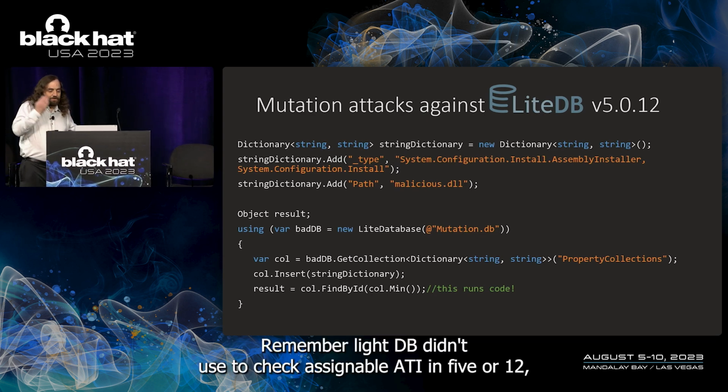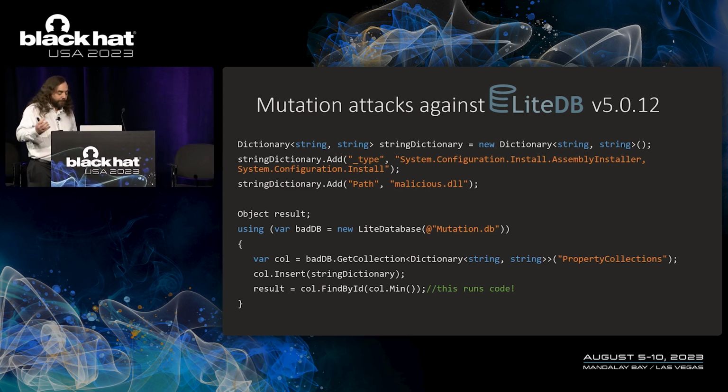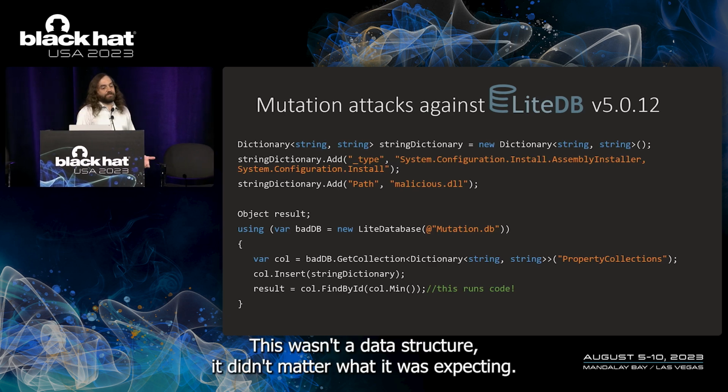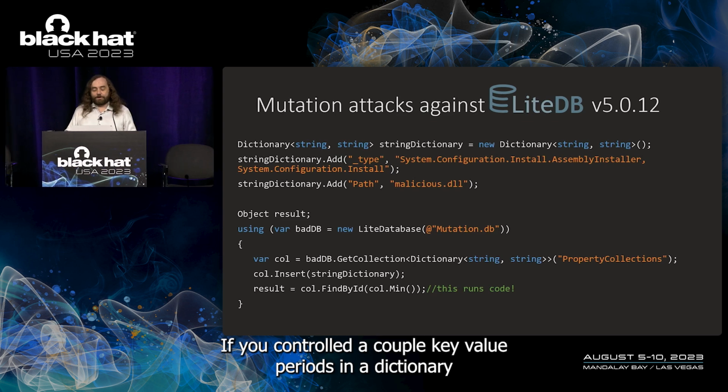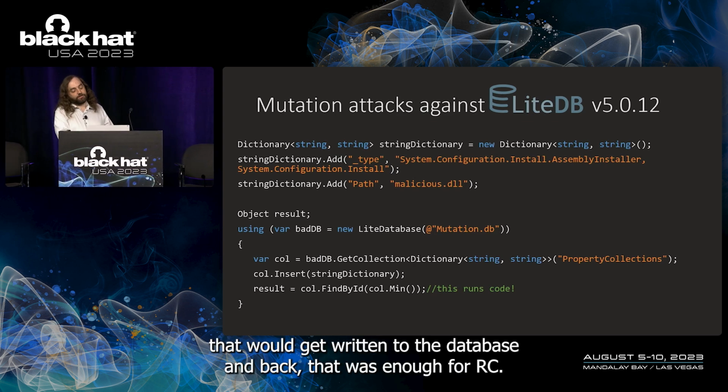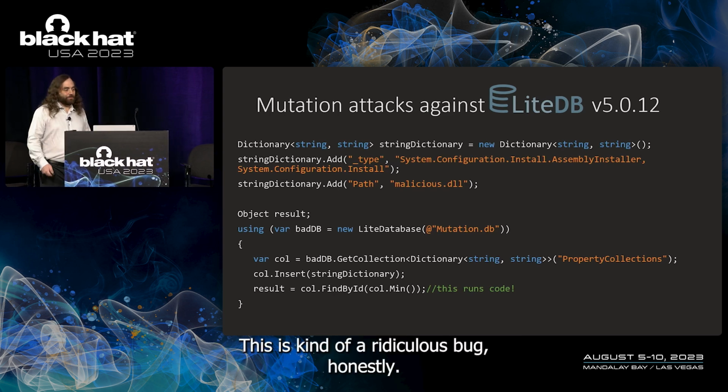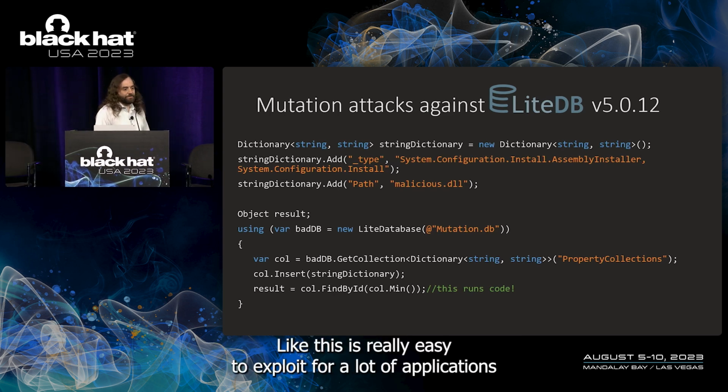Remember, LiteDB didn't used to check assignability in 5.0.12. So it didn't matter where this was in a data structure. It didn't matter what it was expecting. If you controlled a couple key value pairs in a dictionary that would get written to the database and read back, that was enough for RCE. This is kind of a ridiculous bug, honestly. Like, this was really easy to exploit for a lot of applications.